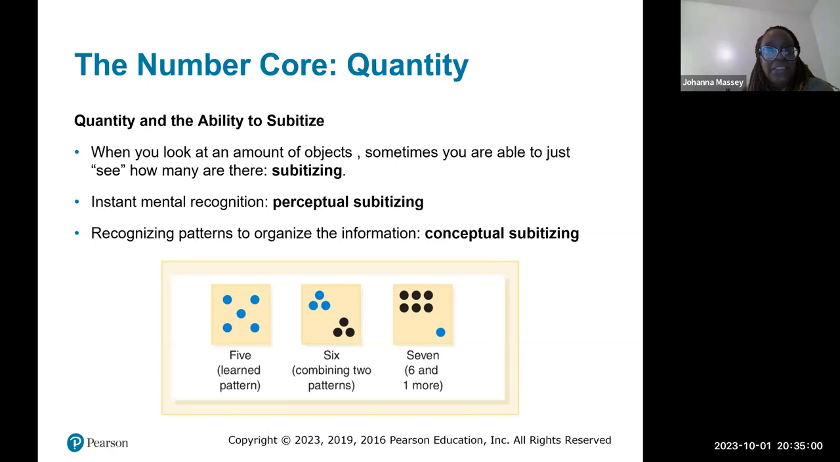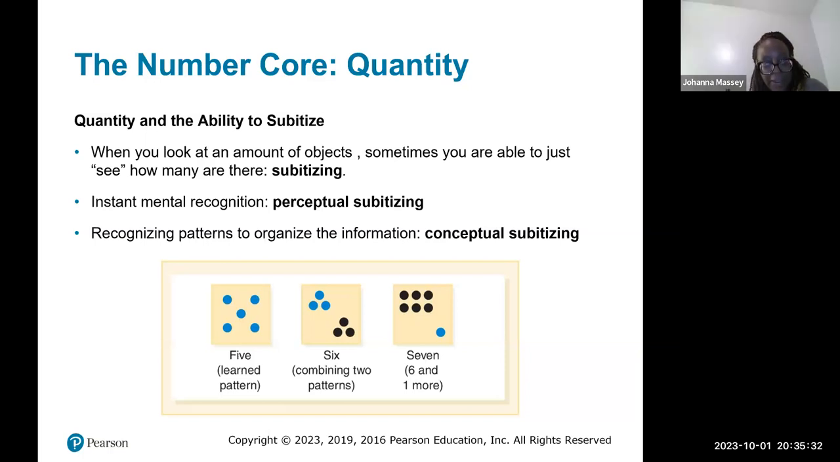And the ability to subitize. When you look at an amount of objects, sometimes you just know the amount without counting. You just say that's 5, that's 3, that's 4, that's 7. That's called subitizing. Okay, and there are two types of subitizing the book talks about: perceptual subitizing and conceptual subitizing. Perceptual subitizing is the instant mental recognition. Yeah, that is 4. Yeah, that is 5.